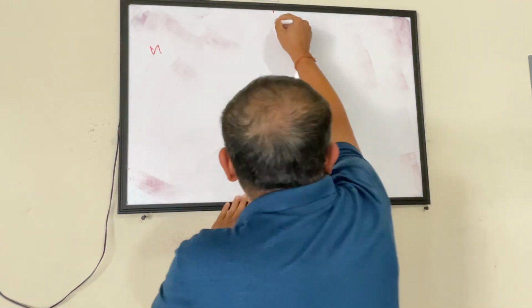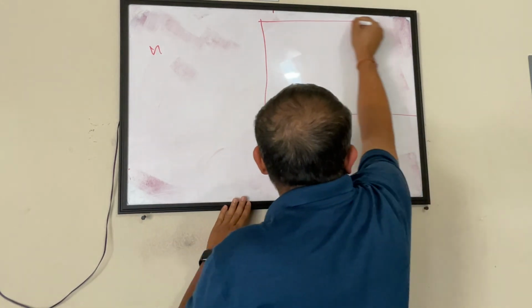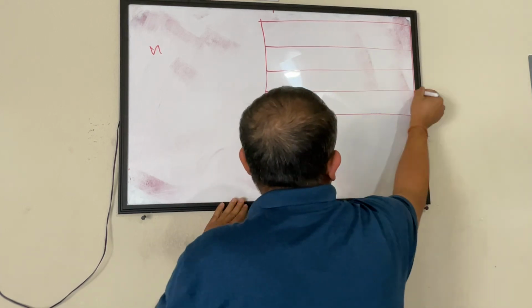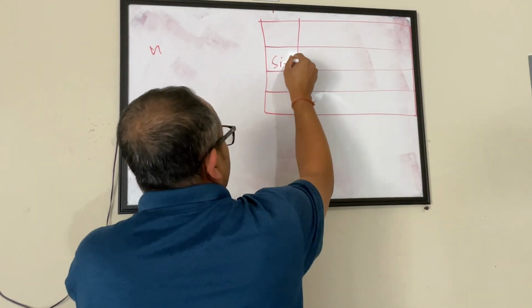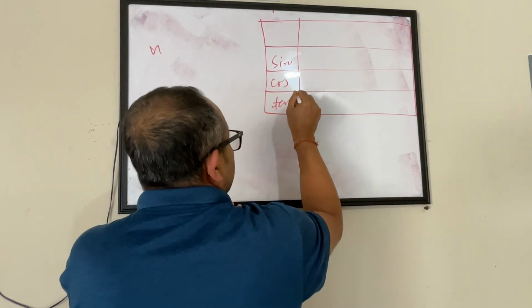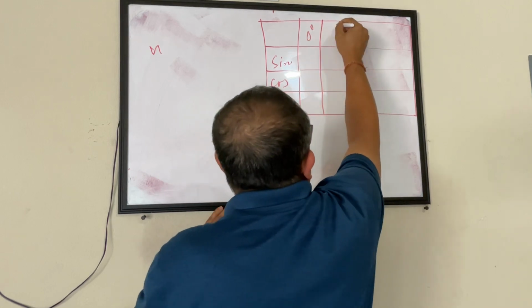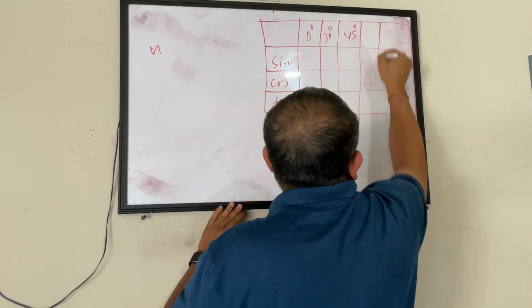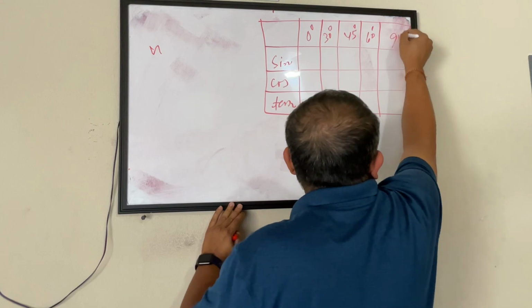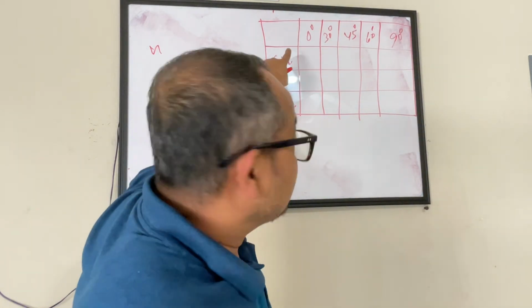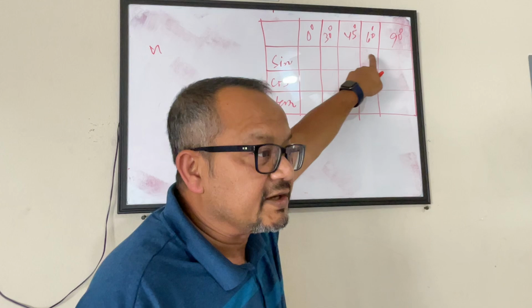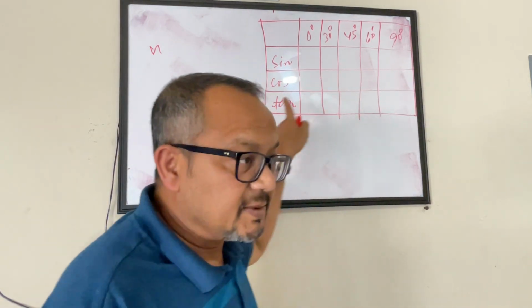Alright, so let me do one thing. Let me put a table here. And this is what we had started with. The sine, cos and tan. 0 degree, 30 degree, 45 degree, 60 degree and 90 degree. What we are trying to do is find the value for sine 0 degree, sine 30 degree, sine 45 degree, sine 60 degree, sine 90 degree. Similarly for cos, similarly for tan.